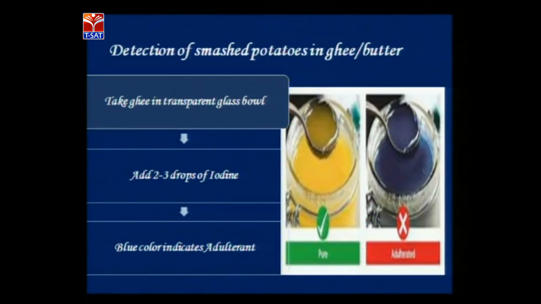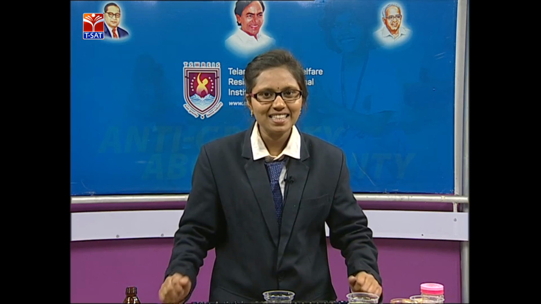Okay friends, do you like to eat ghee with your foods? It is very tasty, right? At the same time it is a very valuable product. Is it right? Yes, most of you are eating ghee, right? I think you may like to eat ghee, but sometimes our ghee was adulterated with smashed potatoes. How can you detect the smashed potatoes in ghee?